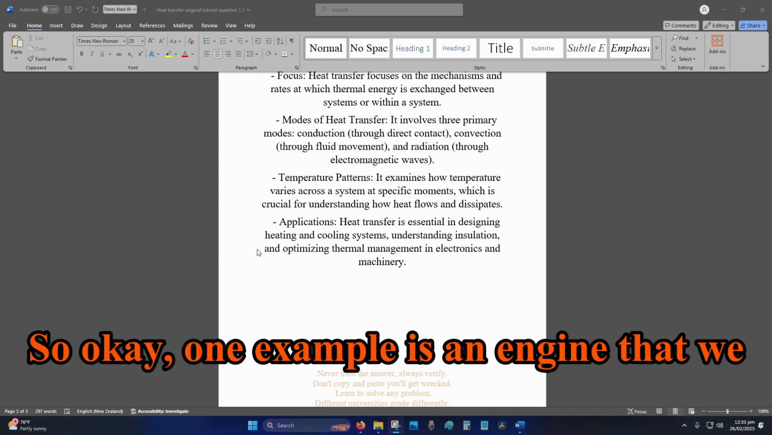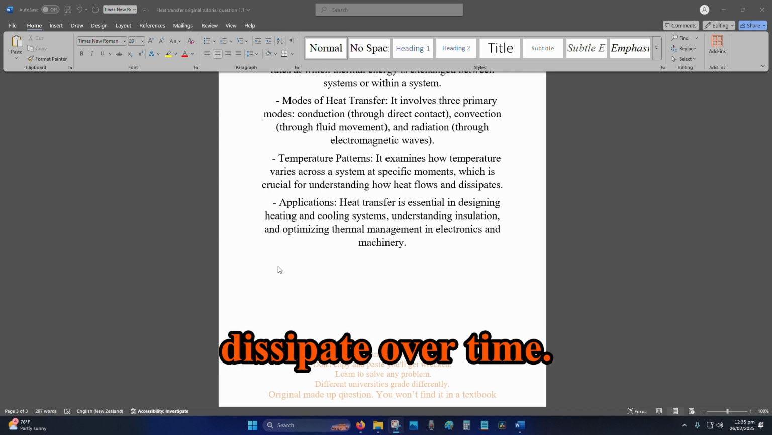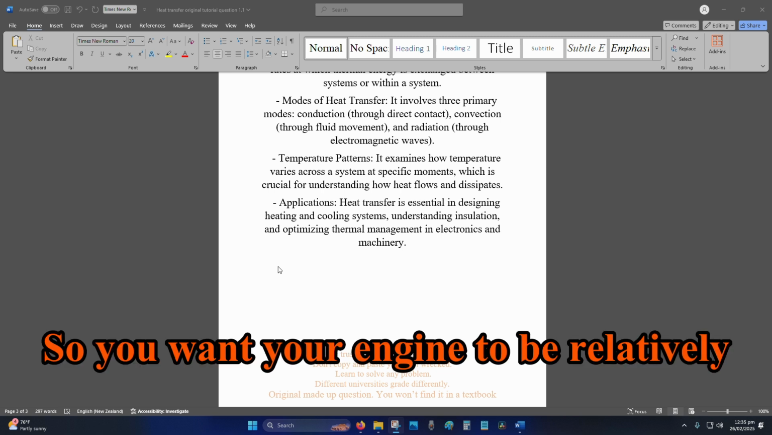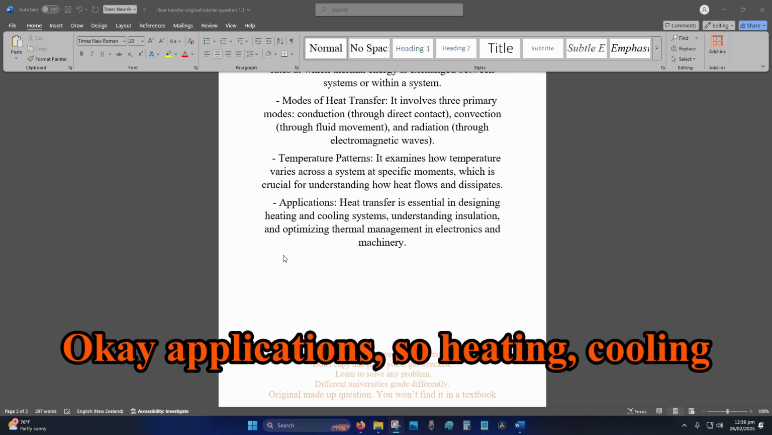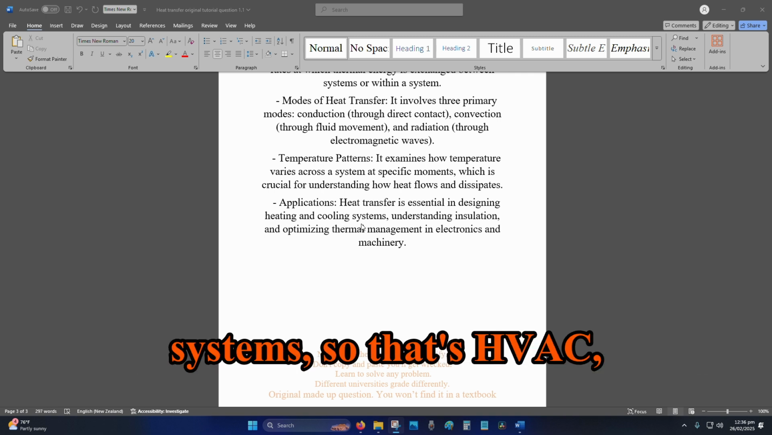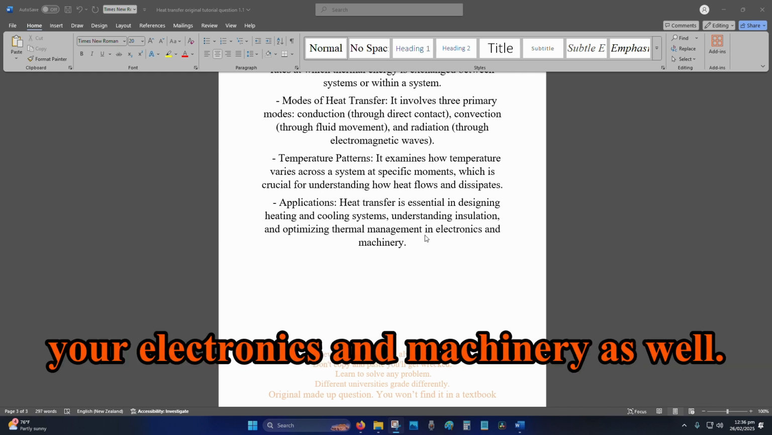So one example is an engine that we just talked about earlier. You want to find out how much heat it can dissipate over time, so you want your engine to be relatively cool so it doesn't overheat. Applications: heating and cooling systems, so that's HVAC, insulation, and then you've got your electronics and machinery as well.